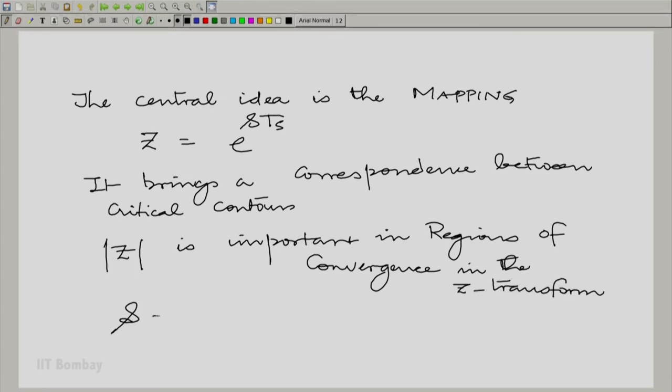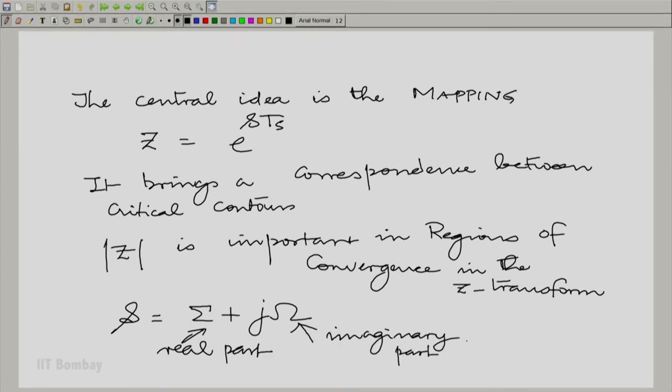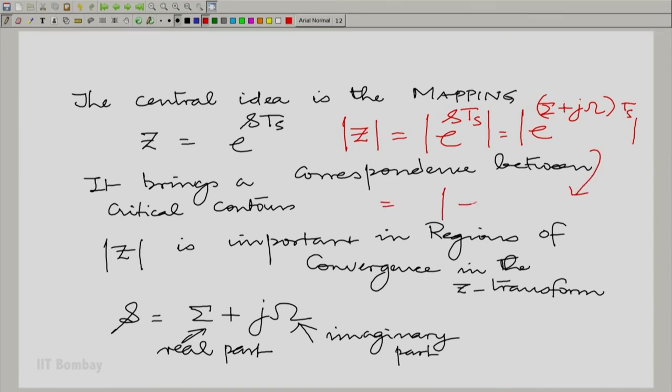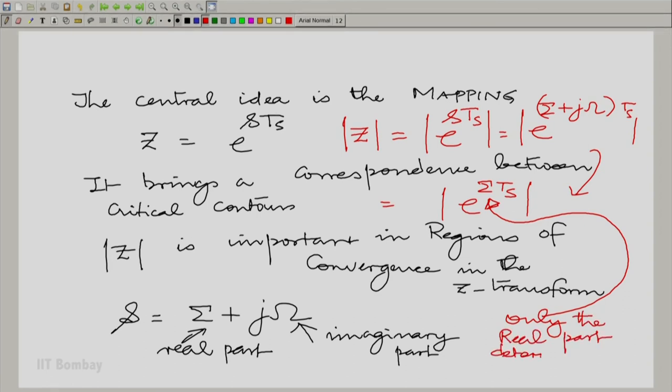And if you write down s in terms of its real part and imaginary part, so sigma plus j omega, then mod z is essentially mod e raised to the power sTs, which is mod e raised to the power (sigma plus j omega) times Ts, which is equal to mod e raised to the power sigma Ts, because mod e raised to the power j omega Ts is just 1. So, what does it tell you? It tells you that the real part, only the real part, determines mod z. So, this is one interesting correspondence.